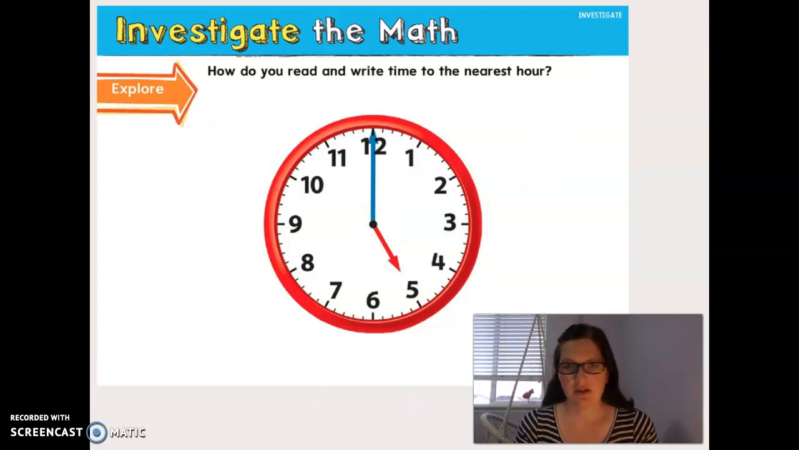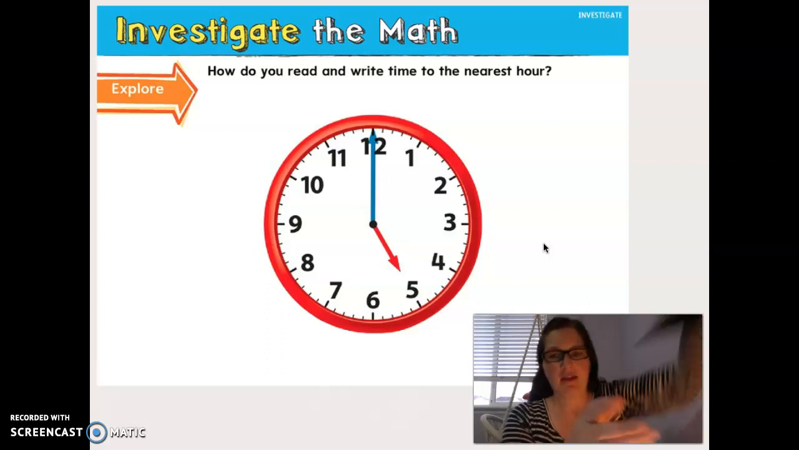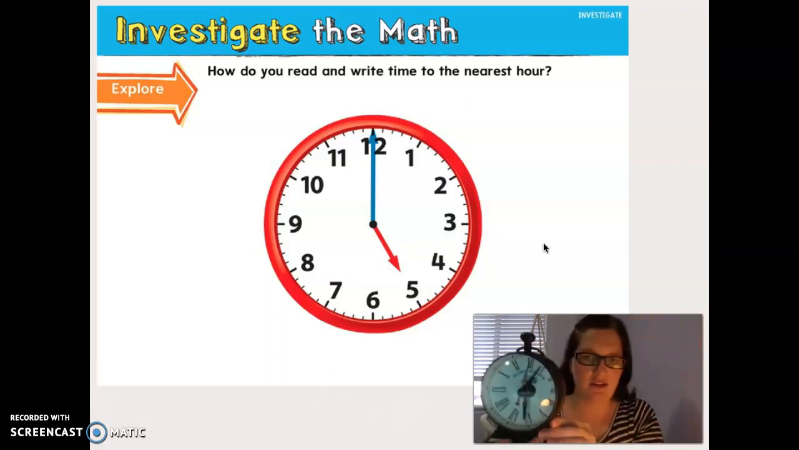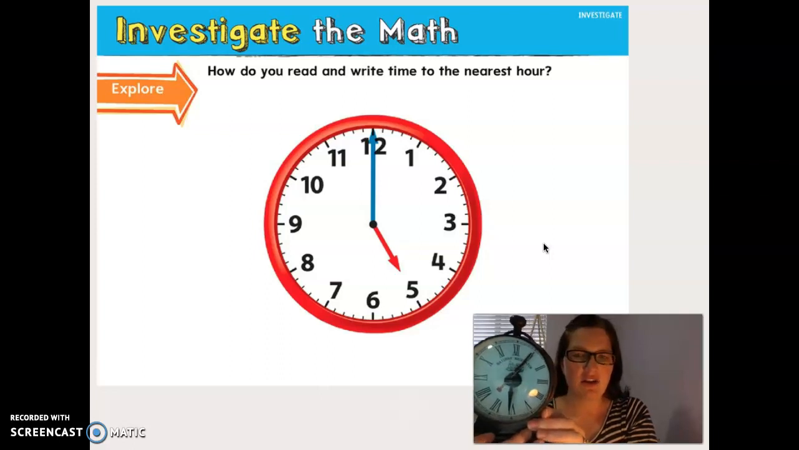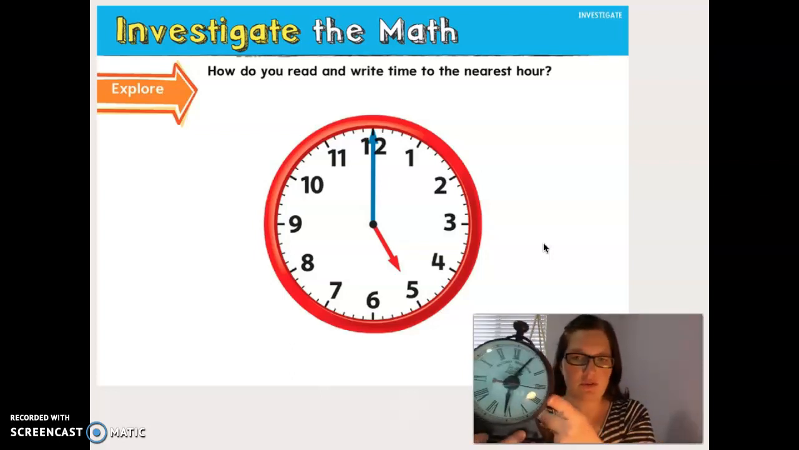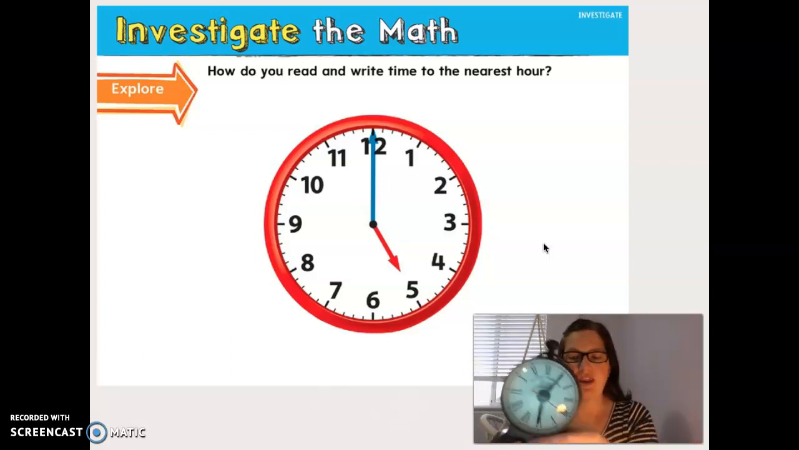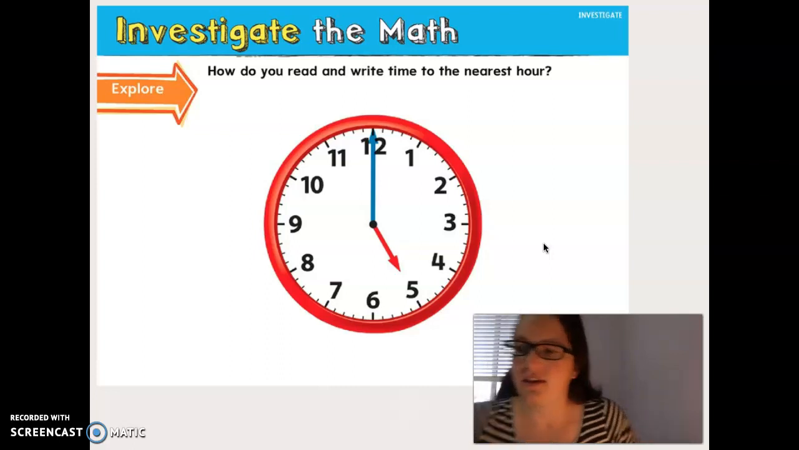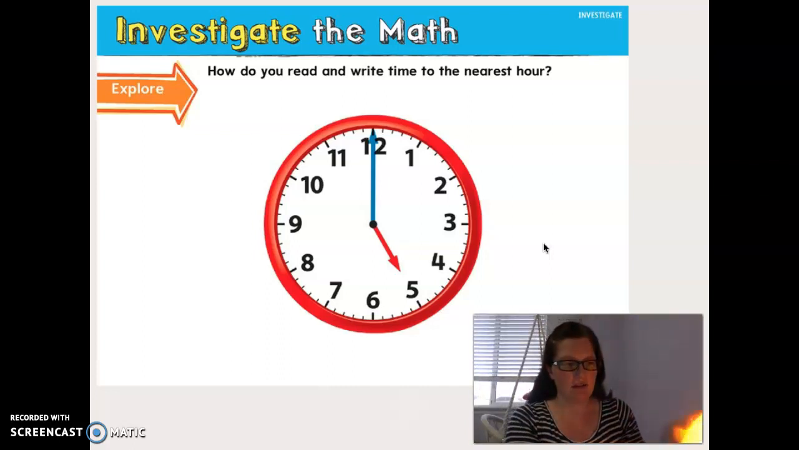Alright, so let's look at a clock. In fact, I'm going to show you a real clock. This is my analog clock. Ooh, let's see if we can get it tipped right there. An analog clock uses numbers and hands to tell the time. Okay, so on the screen is an analog clock. This one uses Roman numerals, whereas the other one uses our regular written out numbers. That's our analog clock. We also have digital clocks.